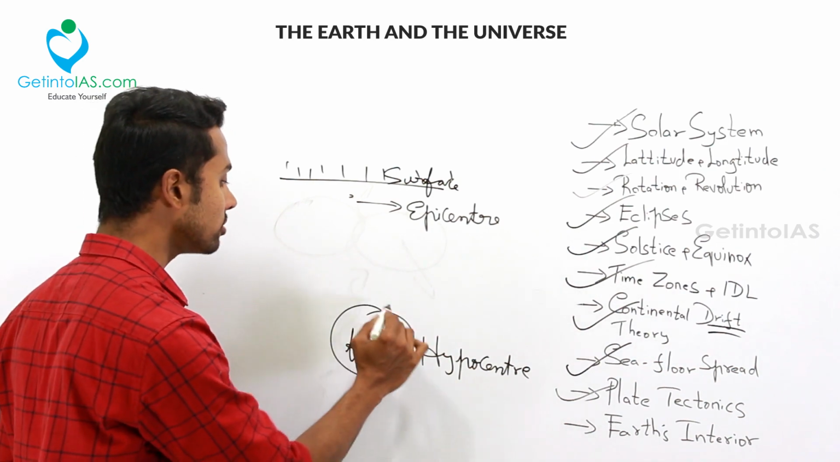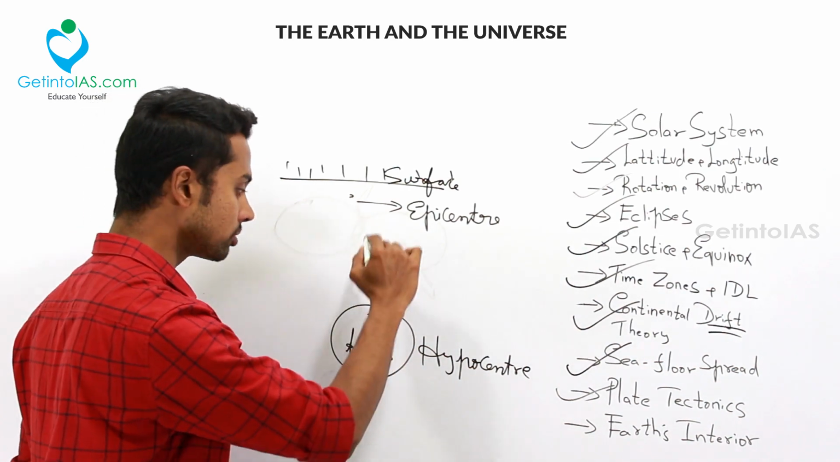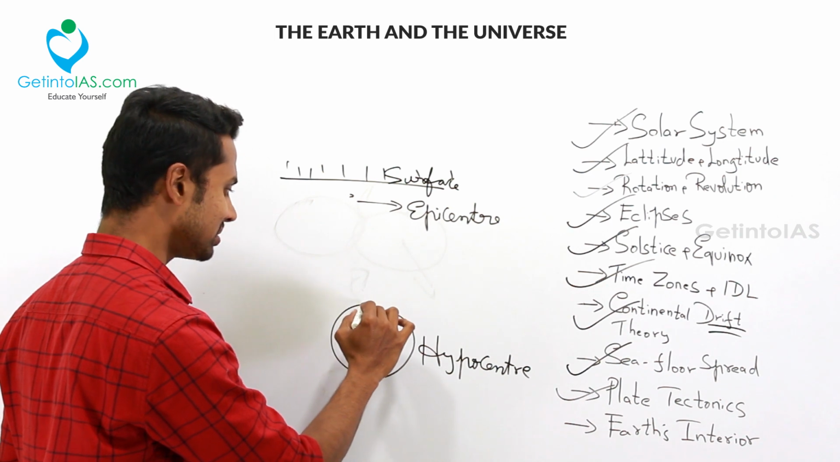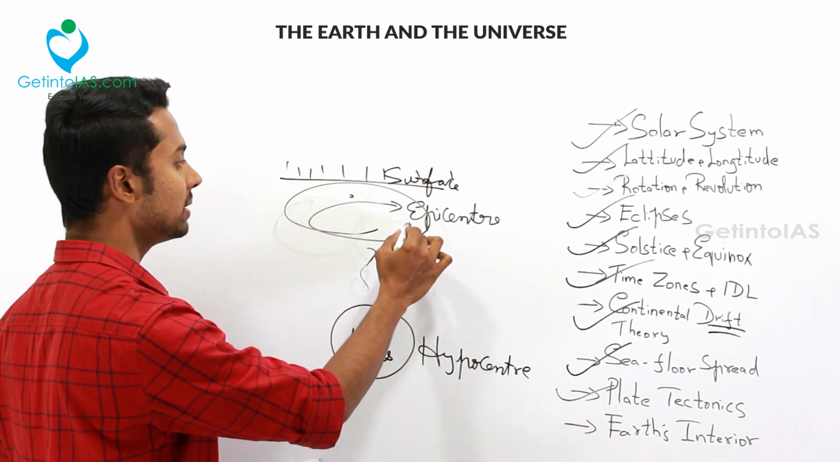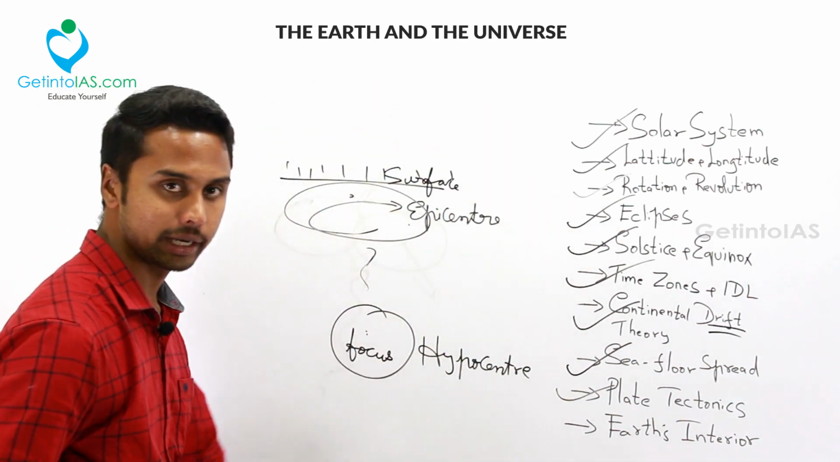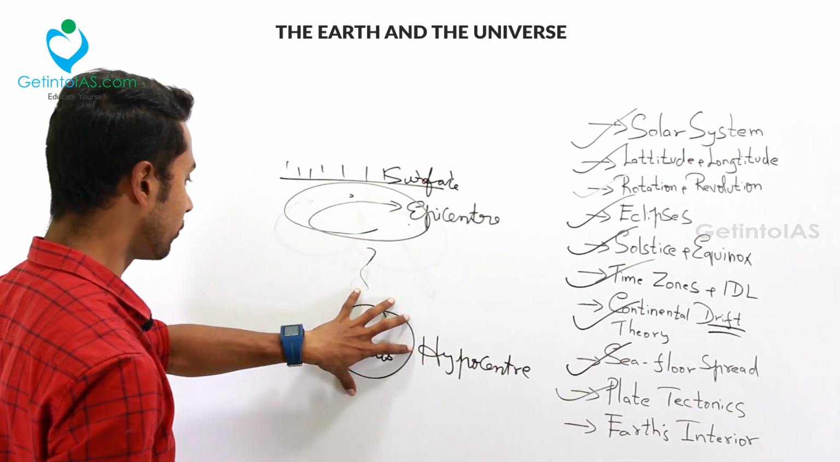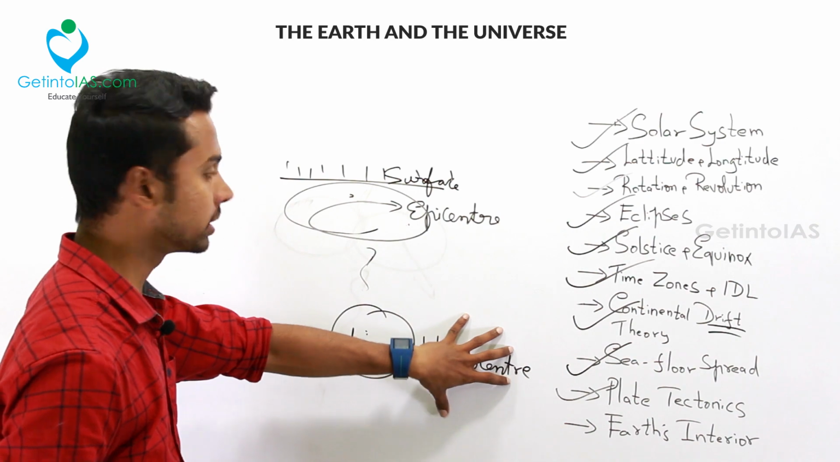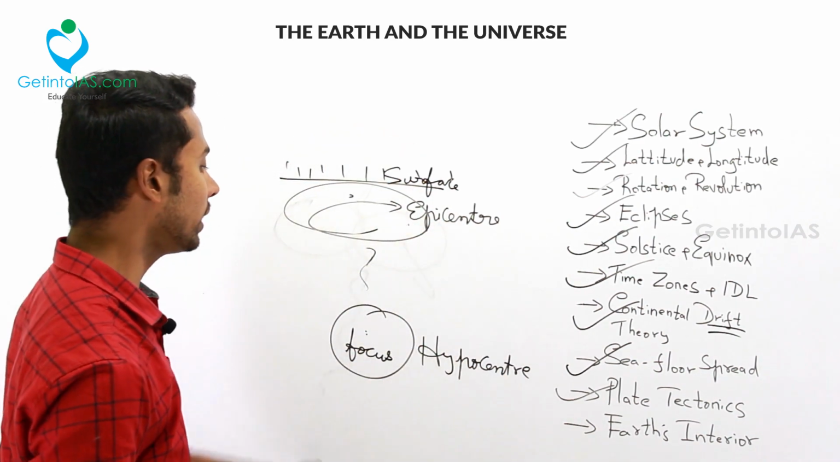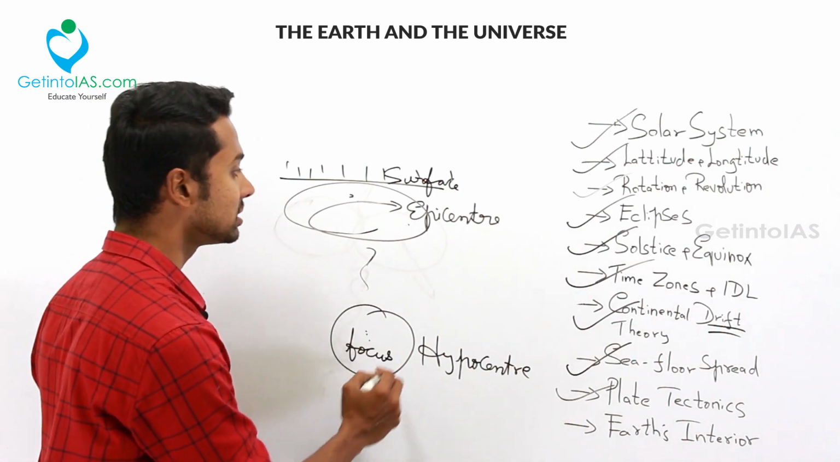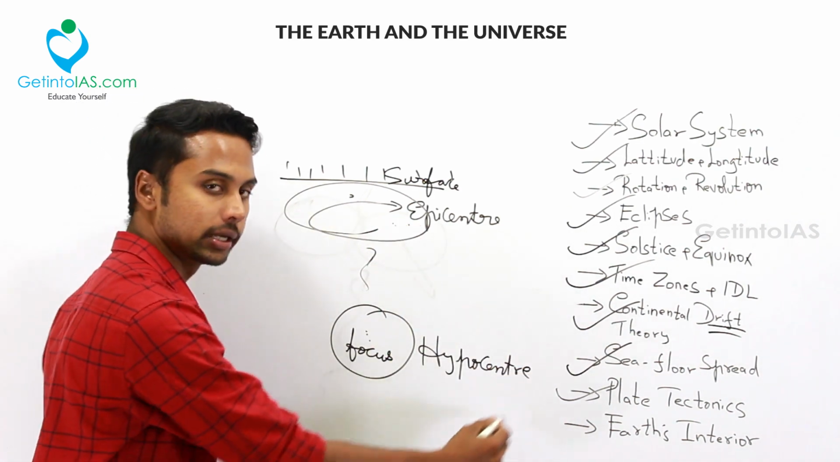Some waves will be generated, and these waves will always come and attack the epicenter. So there will be huge destruction in the epicenter only. In an earthquake there are two parts: one is the focus, also known as the hypocenter, and the point near the surface is known as the epicenter. There will always be great destruction in the epicenter, not in the hypocenter.